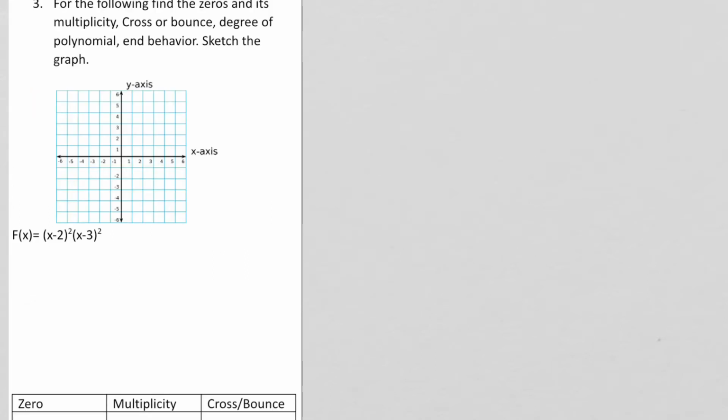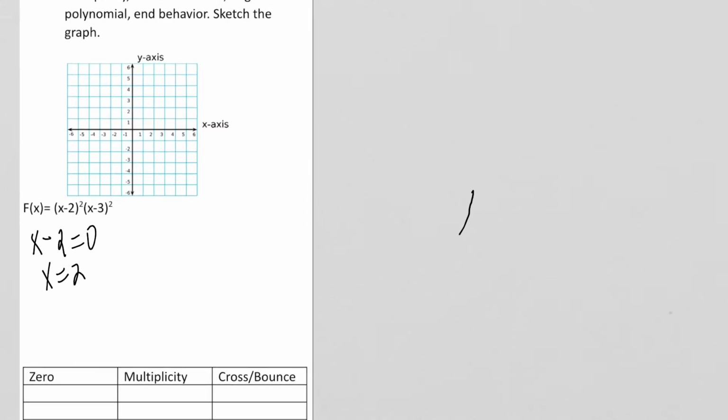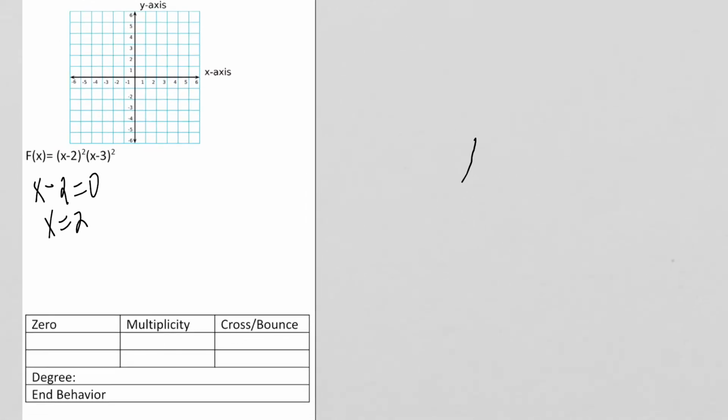Number 3, we're looking for the zeros, their multiplicity, crossing or balancing, the degree, the end behavior, and sketch the graph. All right, so this is already factored out. So I got my zeros to be 2. So let's put that in our chart here. So in our chart, the 0 here is 2.